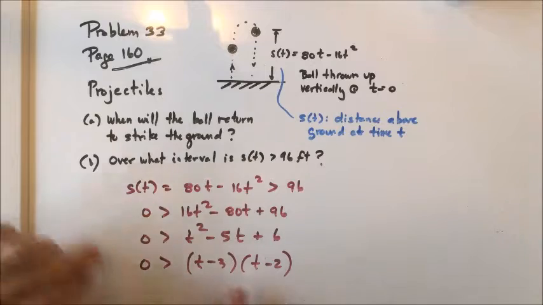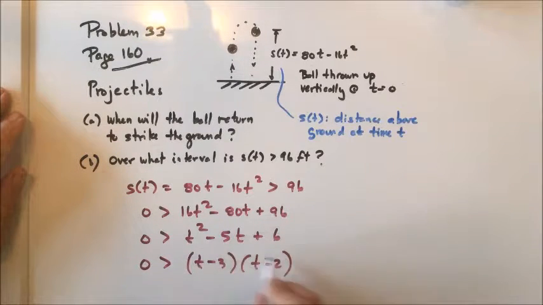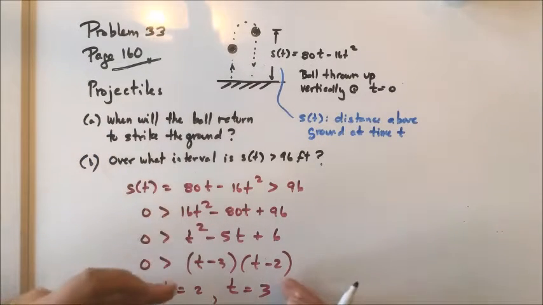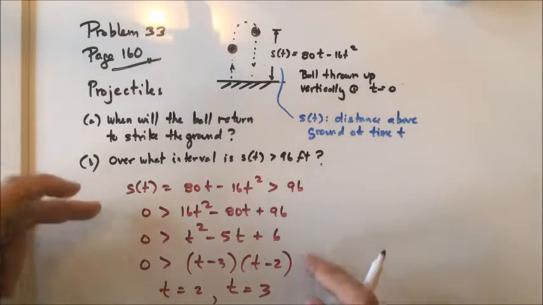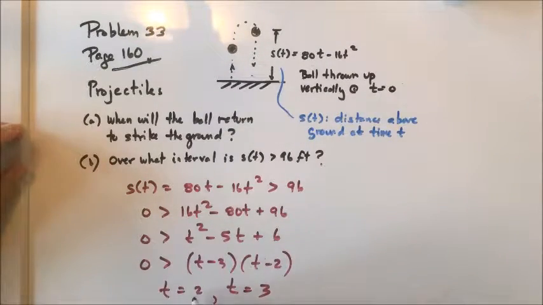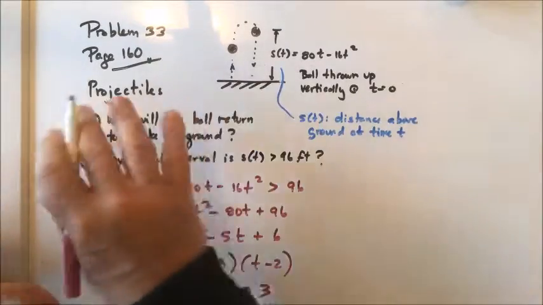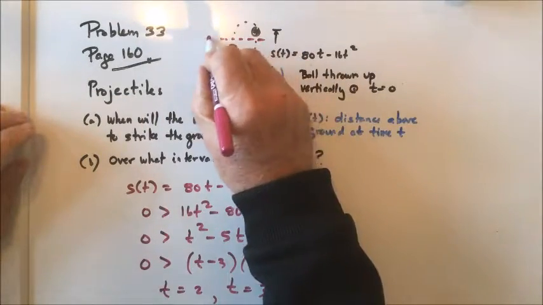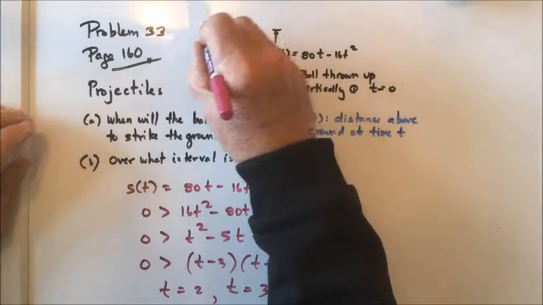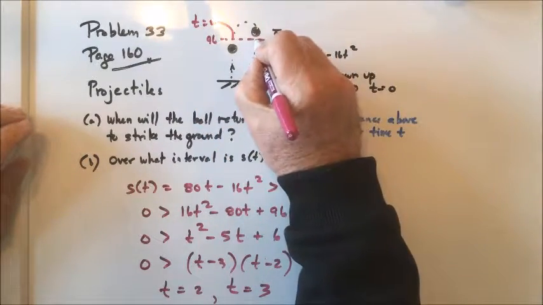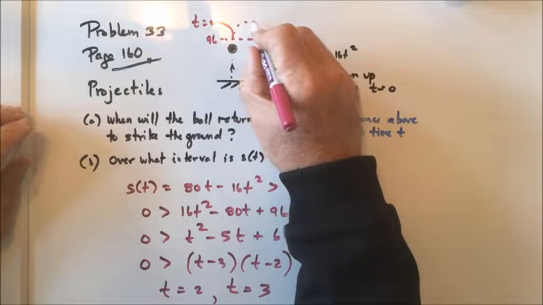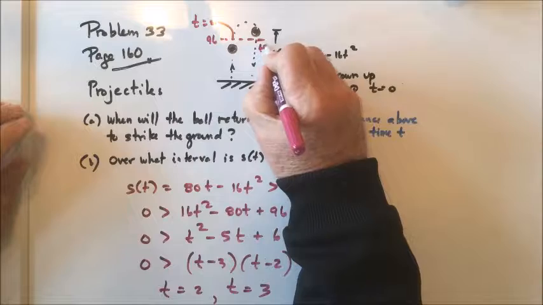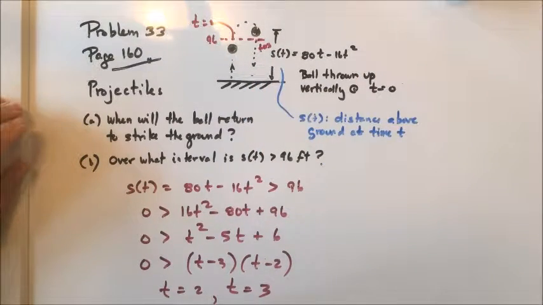And so we could see that the 2 points at which this value becomes 0 are t equals 2 and t equals 3. These are the points in time at which S of t is equal to 96. t equals 2 is when it goes over 96 feet. So the ball is here at t equals 2, and the ball returns from its maximum height back down through 96 feet at t equals 3. So that's the interval: t is greater than 2 and less than 3. Here we go.